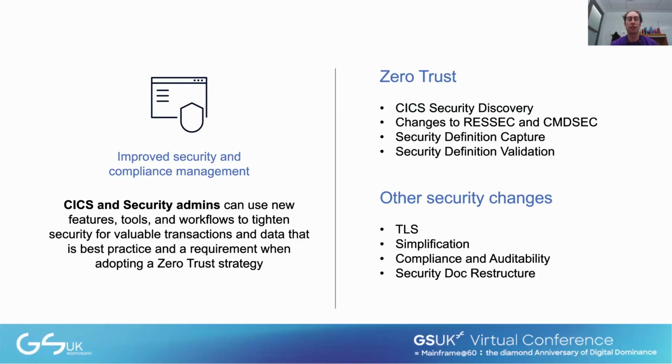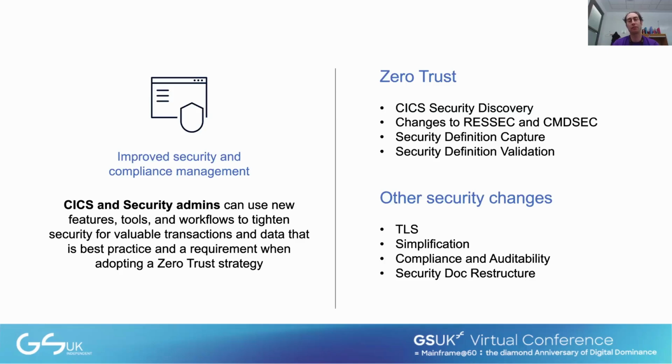The release has been split into two main parts. First, the big focus on zero trust, where we've got some larger items. That's the introduction of CICS security discovery, a mechanism for finding out what security calls would be made on your system, typically, to allow you to then go through a process to add additional security that you don't already have. We've also made large changes to the way ResSec and CommandSec work for transactions.